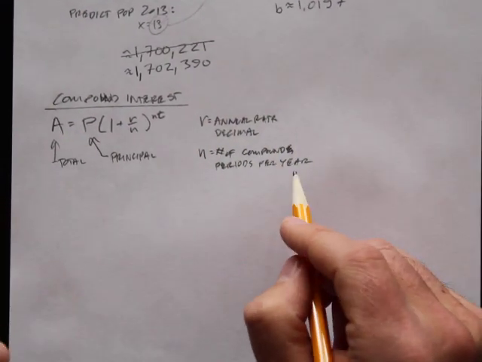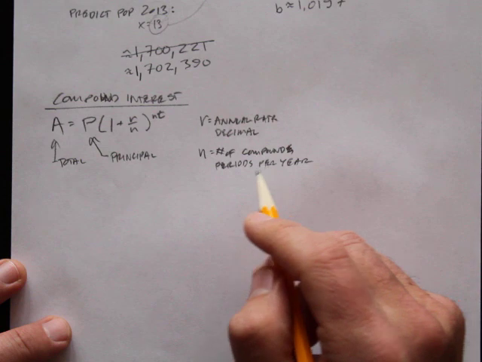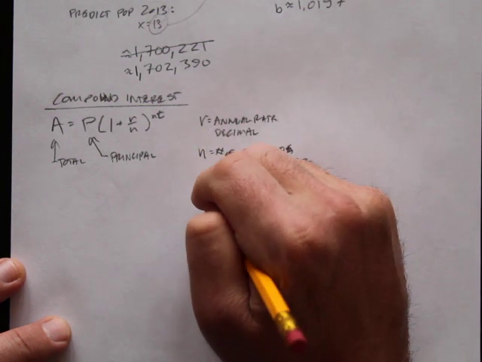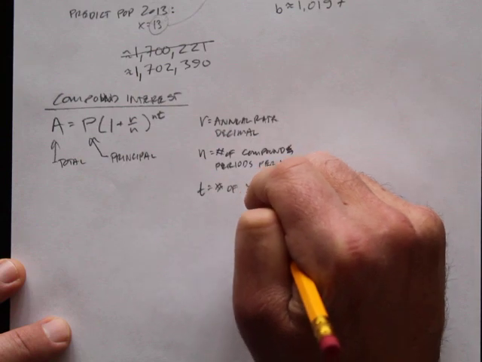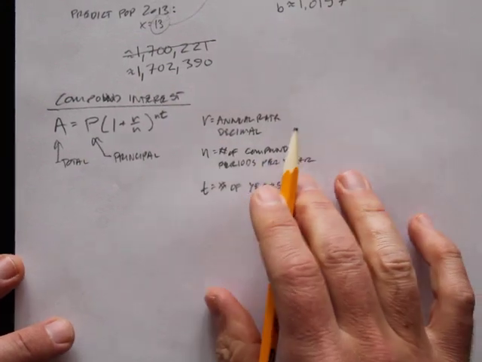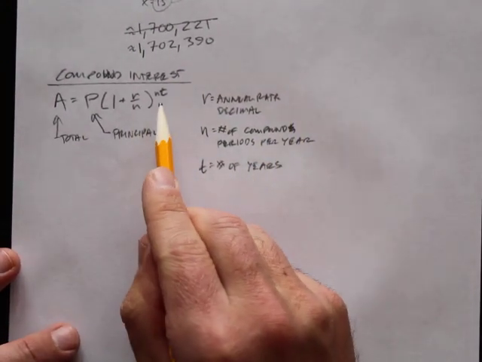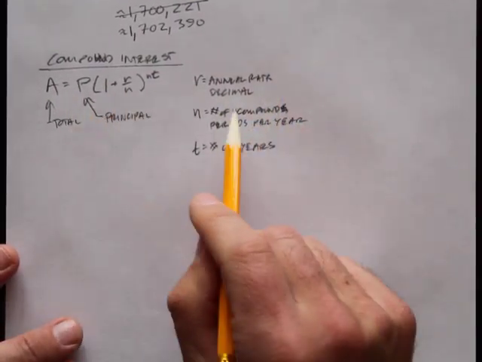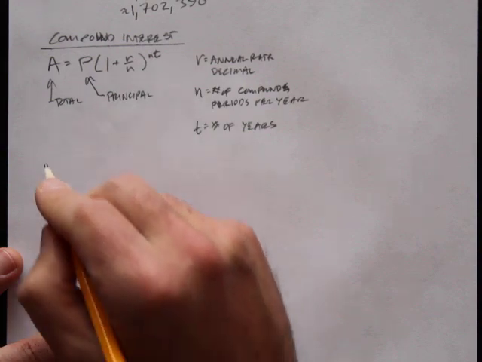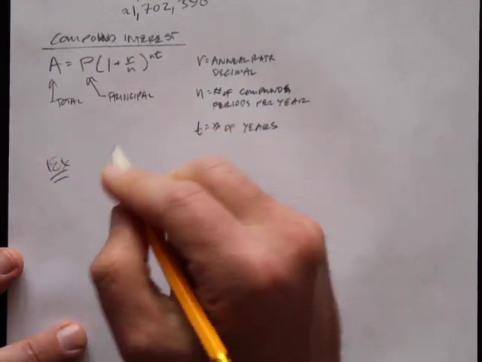So we're talking about years. It could be different than years, but generally it's just years. So we're just going to keep it that way. And then T is the number of years. Typically, compound interest works in terms of years. So that's where we're going to leave it. You could use this formula in a different way, but we're going to keep it as years. So here's one example. We're just doing one example.